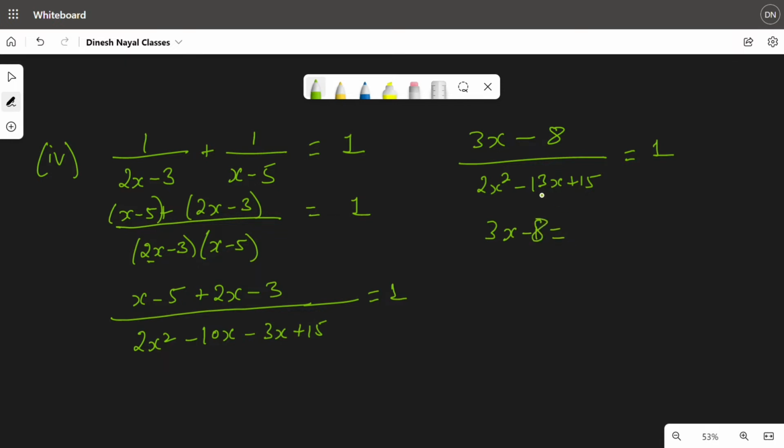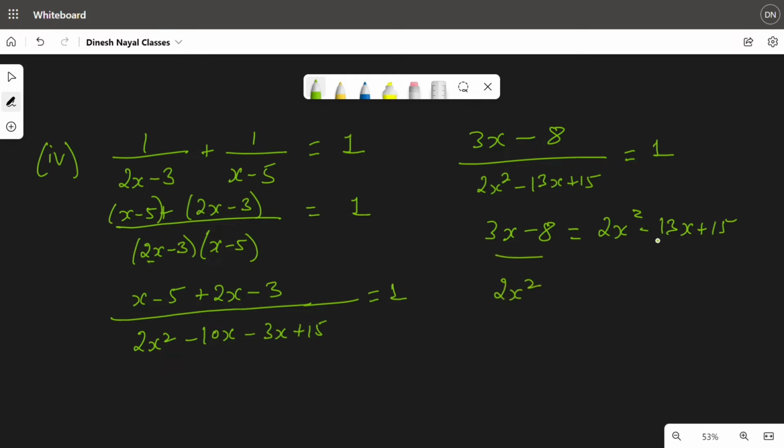So this whole thing multiplied by 1 will remain the same, 3x minus 8. So this is equal to 2x square minus 13x plus 15. Now taking 3x minus 8 towards the right hand side.